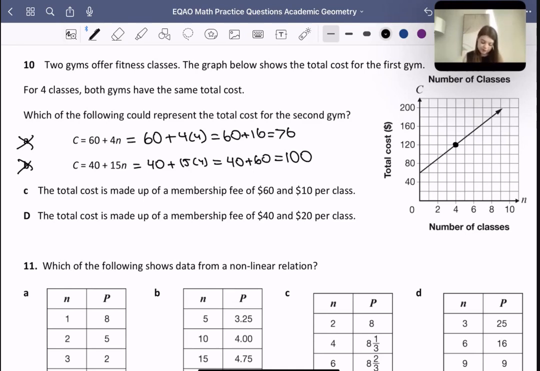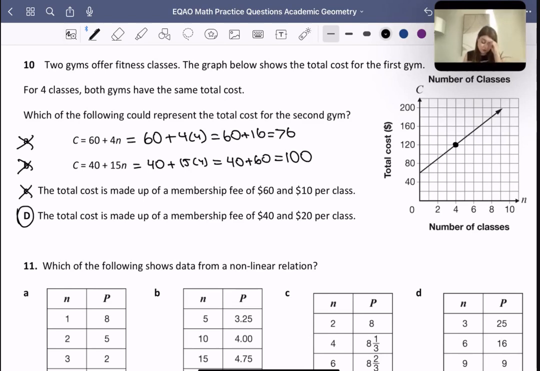The next one is C. It says the total cost is made up of a membership fee and $10 per class. Well, this wouldn't work because if it's a $60 membership fee and we pay that once and then we pay $10 per class for 4 classes, which would total $40, that's still only $100. So that's also going to be a no. So it must be D. But let's double check and make sure.